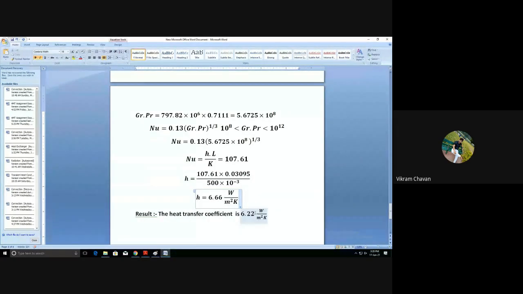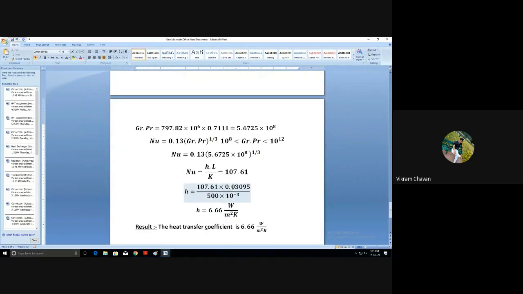Others also, please let me know your calculation. Okay, great. Deepak and Jyoti also put their answers in the chat box. So this is confirmed now: 6.66. Shraddha has also posted her answer. Okay, then no issue. 6.66 watt per meter square Kelvin. Is there any doubt still? You can ask.